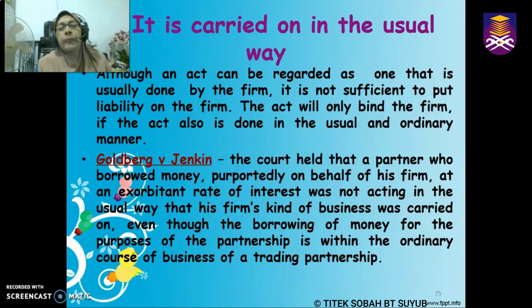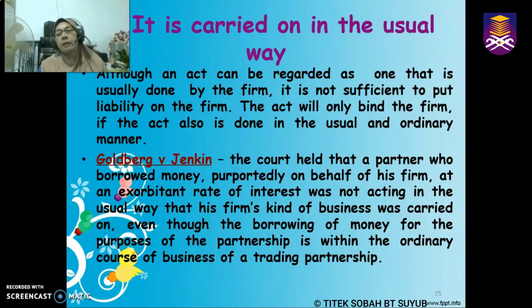So number two, it is carried on in the usual way. If something is usual, this is not good enough to put liability on the firm. If something is usual, however it's not ordinary, then it will not bind the firm. That transaction must be something which is usual and ordinary. So to understand this more clearly, let us have a look at the case of Goldberg versus Jenkins.